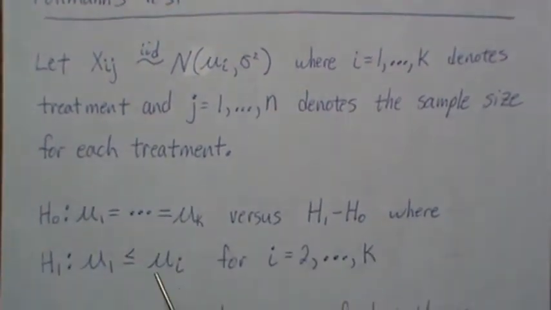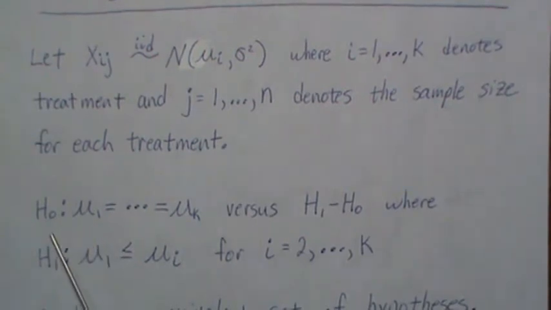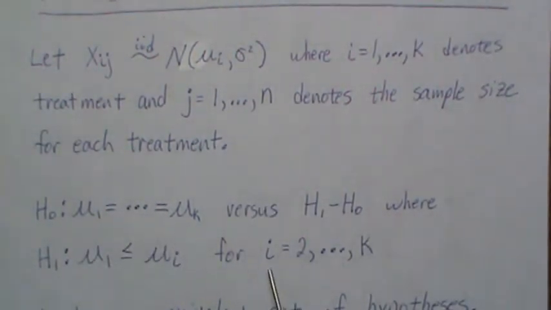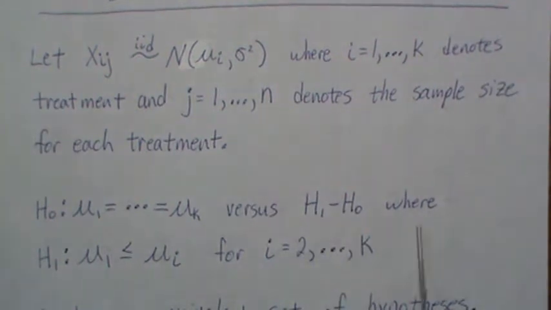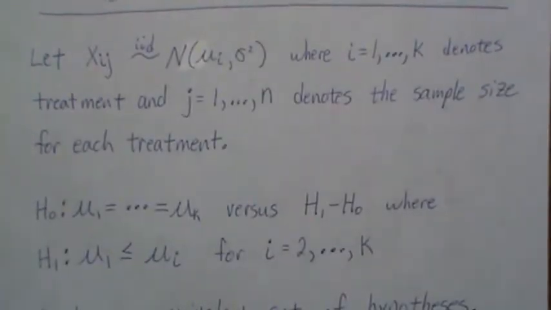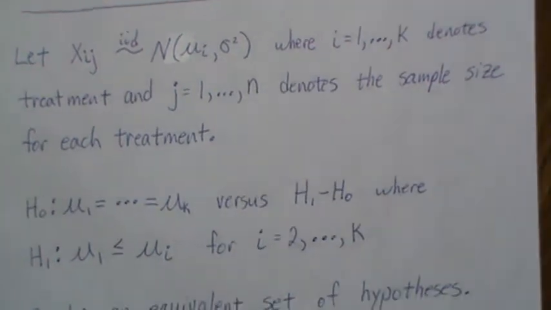Okay. So the test that we want to look at is H0, are all of them equal, versus H1 minus H0, where H1 is at least one of these treatments is greater than or equal to the control. So i equals 2 to K. So we're going to let the first arm be the control. Now, this is technically the hypothesis, or you could say this versus this with strict inequality in at least one arm. But when you say H1 minus H0, then we're taking away the possibility that they all equal, meaning one of them has to be strictly greater than mu1. So this is the hypothesis setting that we're going to look at.